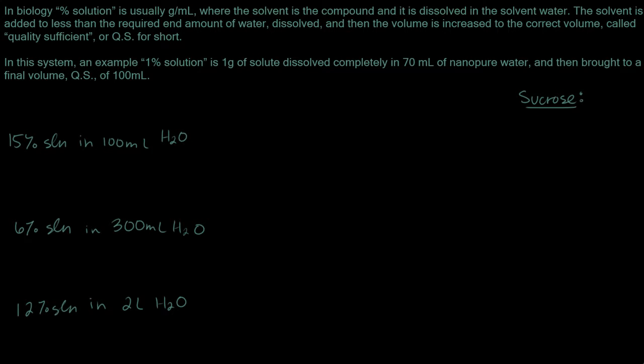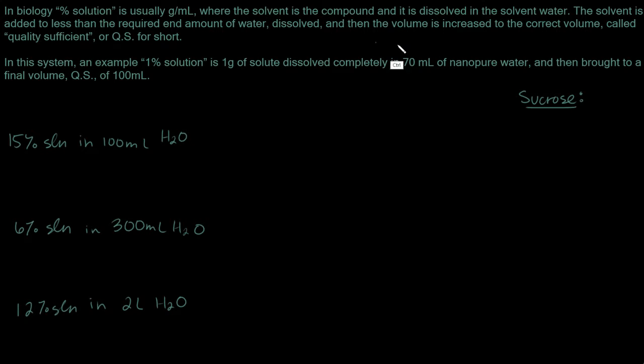So in biology, percent solution is usually in grams per milliliter, where the solute is the compound and it is dissolved in the solvent water. The solute is added to less than the required end amount of water, dissolved, and then the volume is increased to the correct volume, called quantity sufficient, or QS for short. In this system, an example 1% solution is 1 gram of solute dissolved completely in 70 mils of nanopure water and then brought to a final volume, QS, of 100 milliliters.